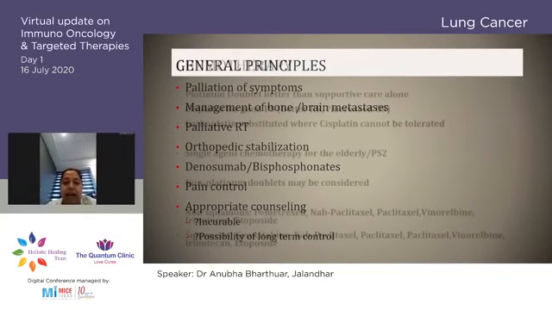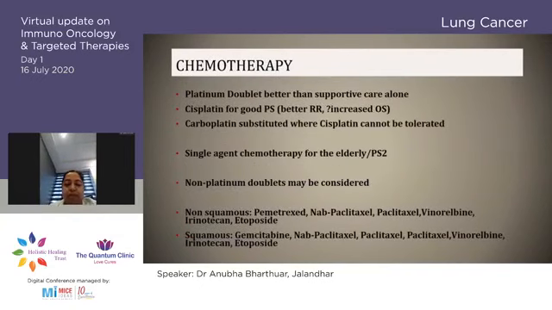I will just briefly touch on chemotherapy because all of us are quite familiar with the chemotherapy regimens used in advanced non-small cell lung cancer. We know that platinum doublet is better than supportive care alone. We know that in patients who have a good performance status, platinum is better. There appears to be a better response rate, and there were some trials that showed perhaps an increased overall survival. But for most of us, we substitute carboplatin where we find that cisplatin cannot be tolerated. And as lung cancer is mostly seen in the elderly, I feel that for most of us, carboplatin is probably the agent of choice when we combine it in the platinum doublet.